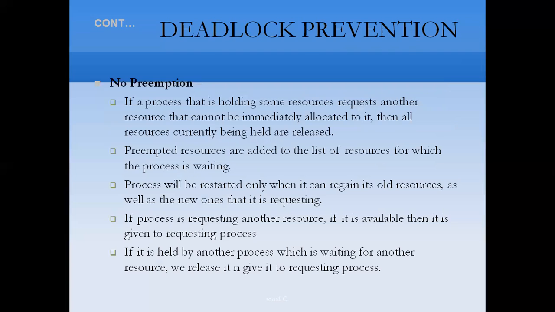Third is no preemption. The third necessary condition for a deadlock is that there may be no preemption of resources that have already been allocated. To ensure that this condition does not hold, we can use the following protocol. If a process is holding some resources and requests another resource that cannot be allocated immediately to it, then all resources currently being held are preempted; in other words, these resources are implicitly released. The preempted resources are added to the list of resources for which the process is waiting, and the process will be restarted only when it can regain its old resources as well as the new one that it is requesting.